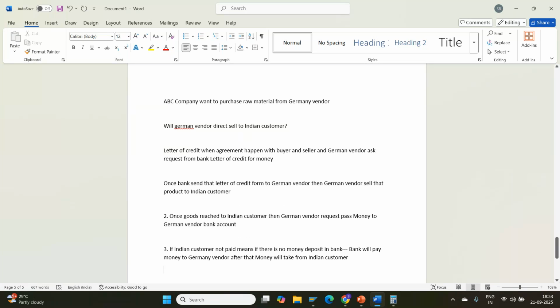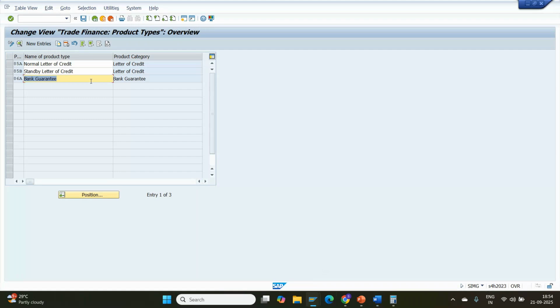It means domestic trading or international trade finance. You are doing some commercial business, like you want to purchase something, and there is an assurance. If the Indian customer has not paid, then the bank will come into the picture. They will pay the money instead of the buyer. After that, that amount will be received from the customer. That is called a bank guarantee. So this type of thing we will implement at the trade finance level.